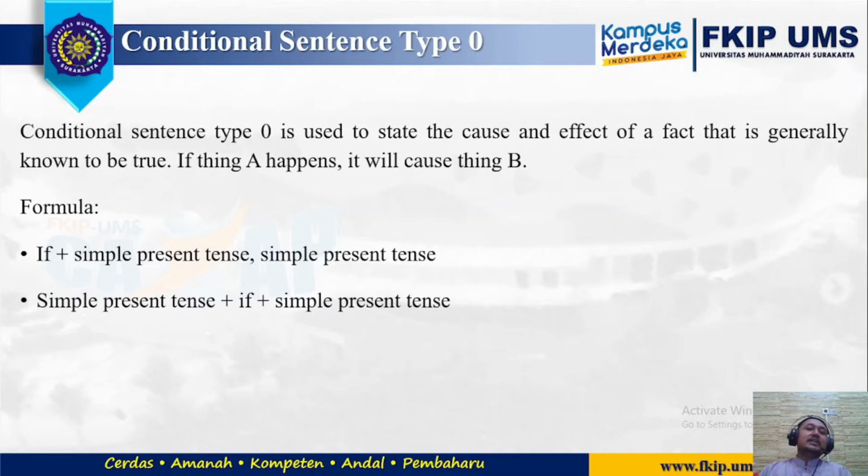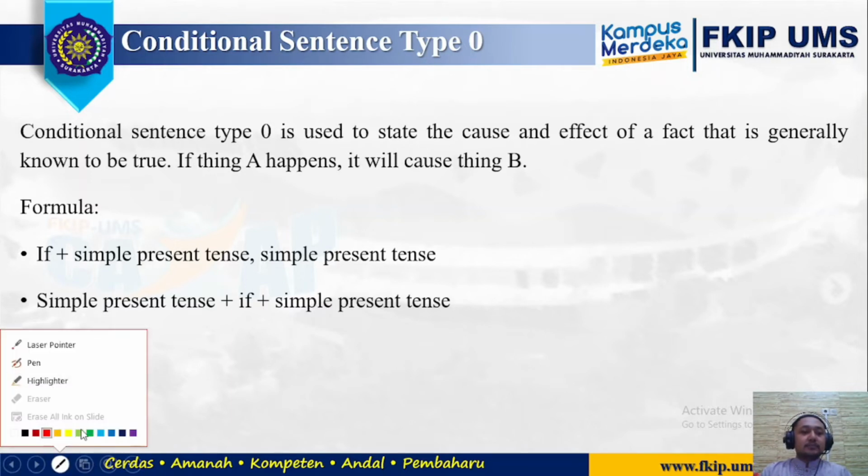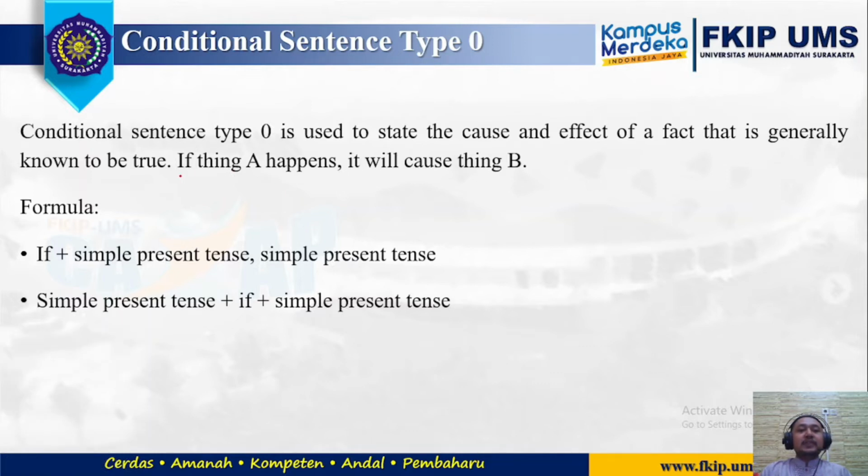Now, conditional sentences type 0. When we make this kind of type 0, it is used to state the cause and effect of a fact that is generally known to be true. If thing A happens, it will cause thing B. That's the basic concept here. Let's take a look. Here you go. If thing A happens, it will cause thing B. That's the basic concept of conditional sentence type 0.